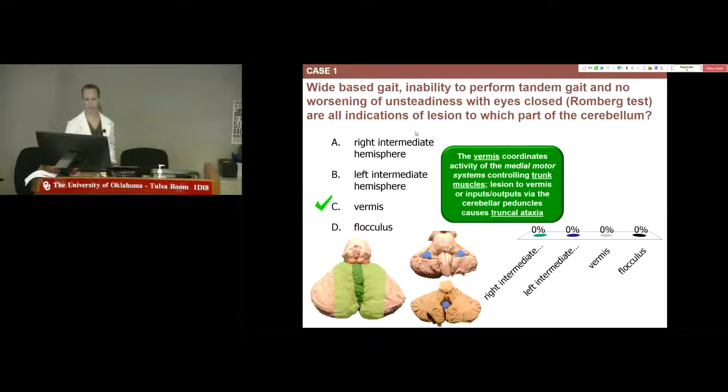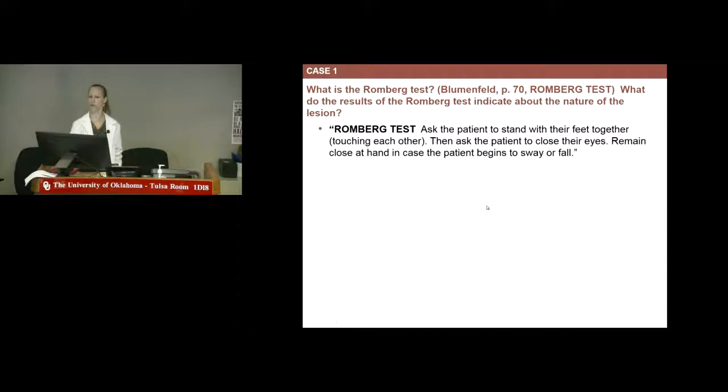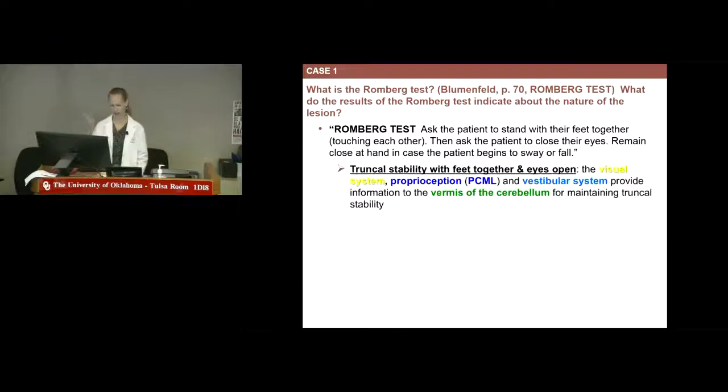So let's see. Again, Romberg test. Are we feeling pretty good about the Romberg test? This makes sense, right? I talked about it in lecture. I forgot this was left over in here. So ask the patient to stand with their feet together, touching each other, then ask the patient to close their eyes. Remain close at hand in case the patient really begins to sway or fall.